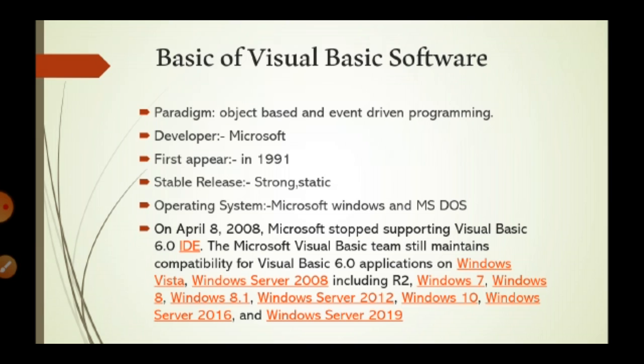On and after April 8, 2008, Microsoft stopped supporting Visual Basic 6.0. Still, the Microsoft Visual Basic team keeps Windows compatibility for Visual Basic 6.0 applications on Windows Vista, Windows Server 2008 including R2, Windows 7, Windows 8, and Windows 8.1. It means only particular Windows systems ran Visual Basic before April 8, 2008, but after 2008 multiple Windows systems run Visual Basic.